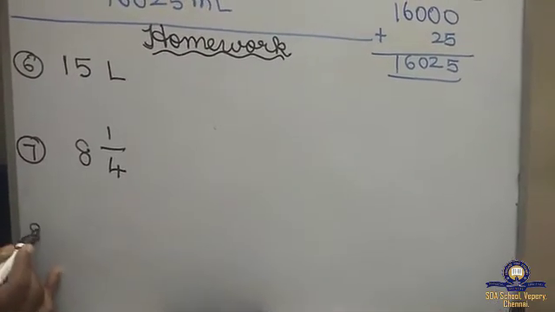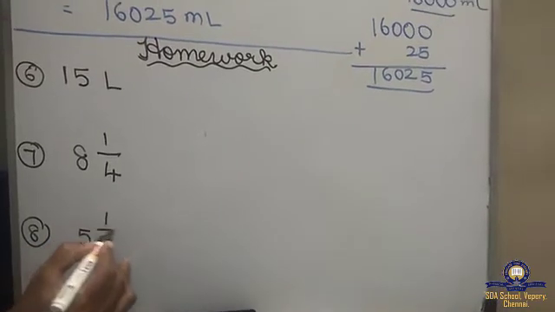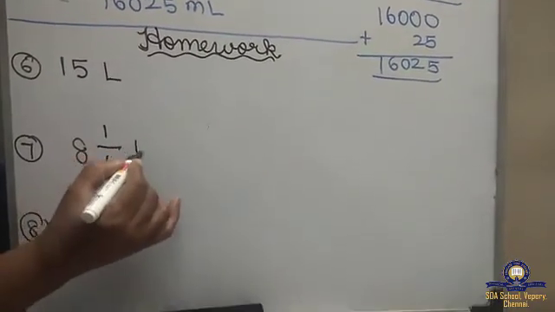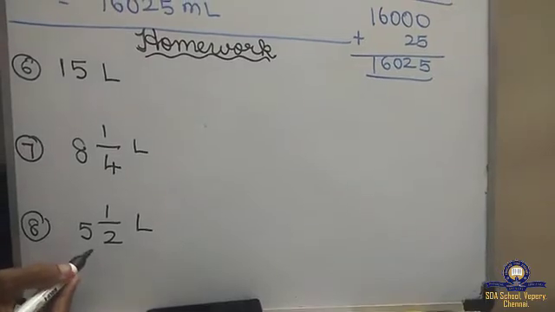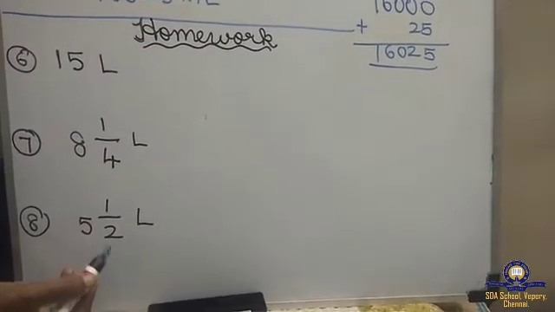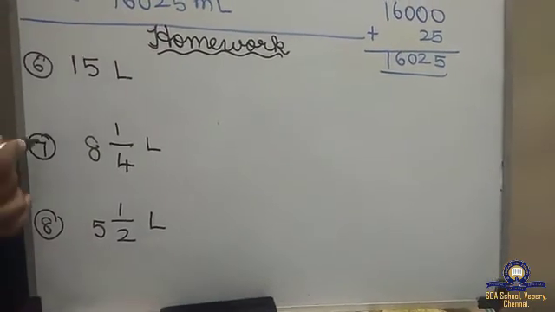Okay, the eighth sum, 5 1 by 2. 1 by 2 means what, children? Half. What you have to write? 500, like that you have to write. Okay, children. 1 by 2 means 500 ml you have to do. So 3 sums for homework.